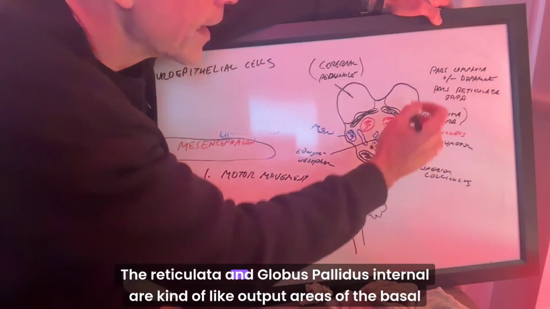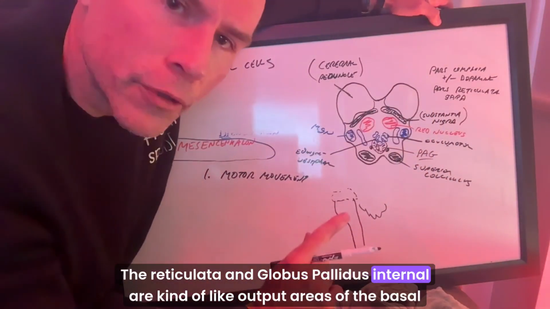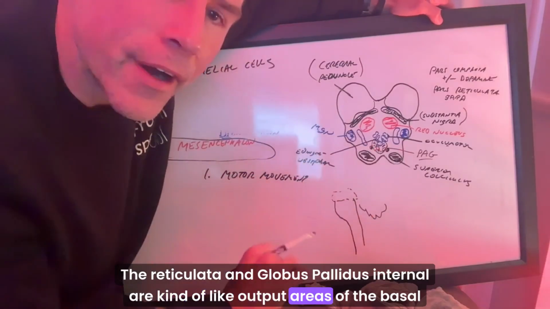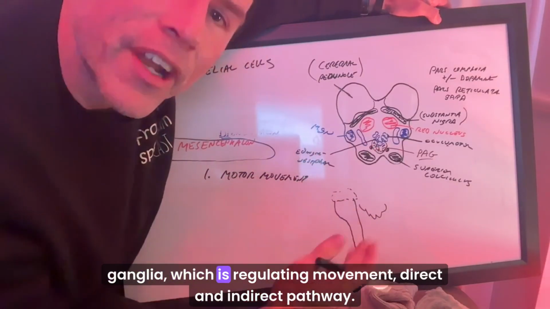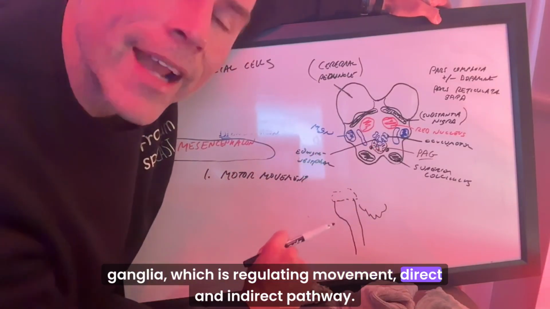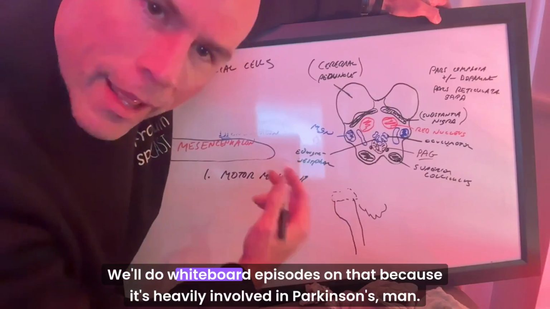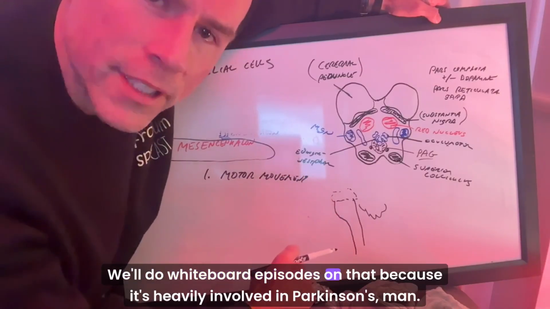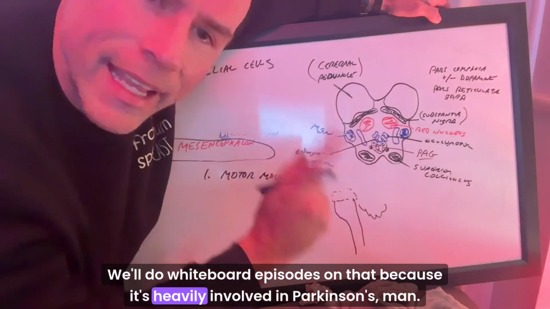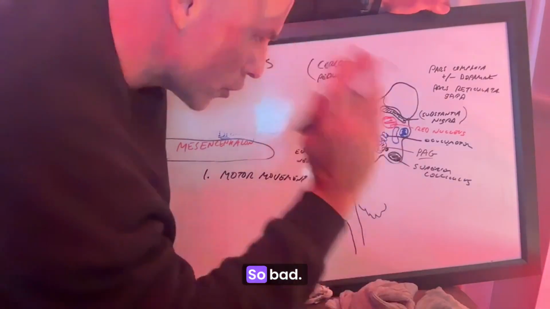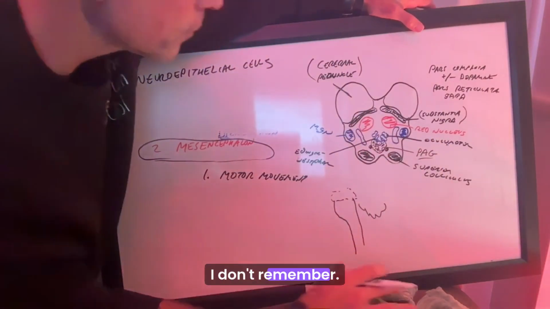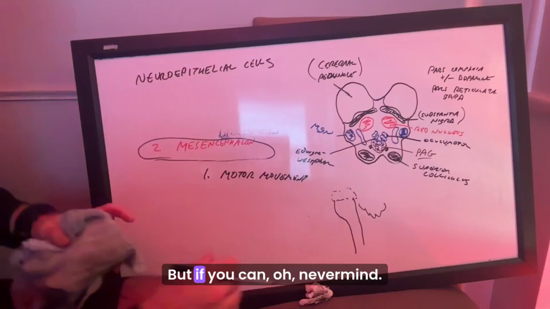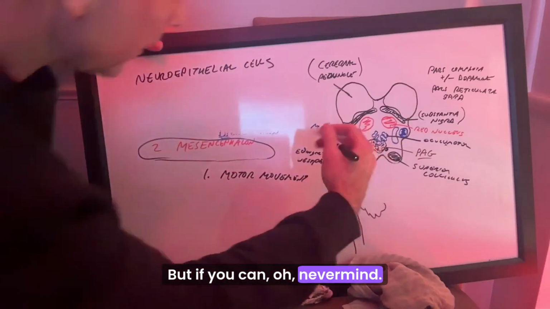The reticulata and globus pallidus internal are kind of like output areas of the basal ganglia, which is regulating movement, direct and indirect pathway. We'll do whiteboard episodes on that because it's heavily involved in Parkinson's, man. So bad.